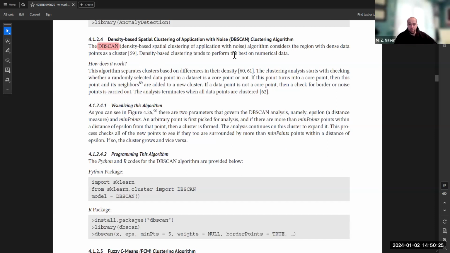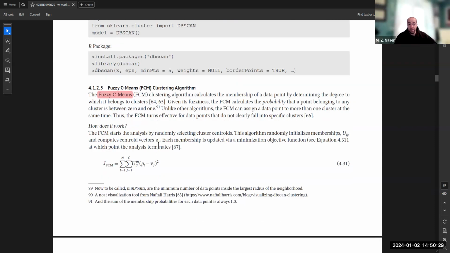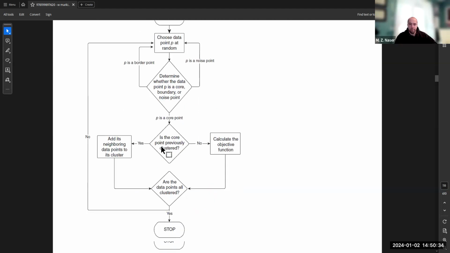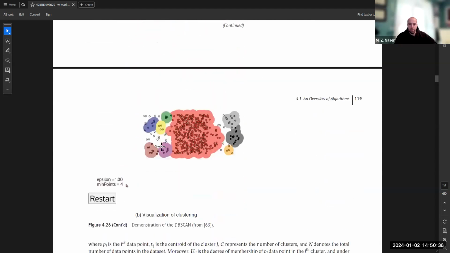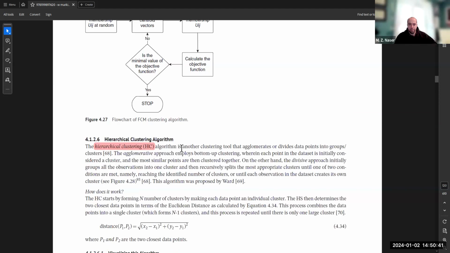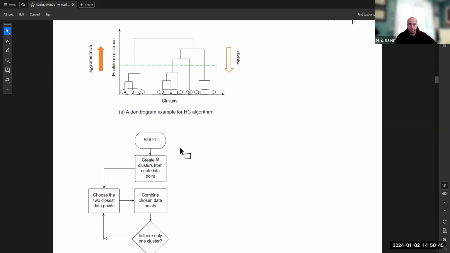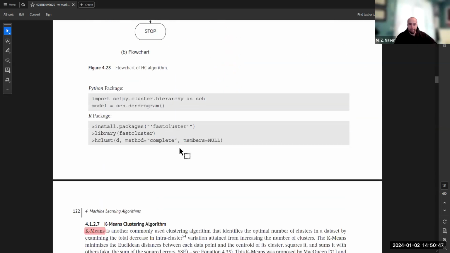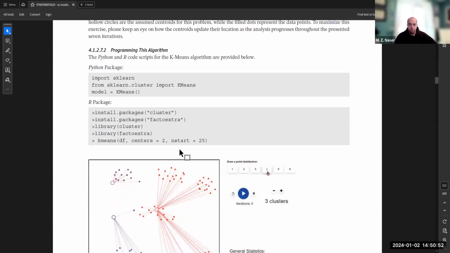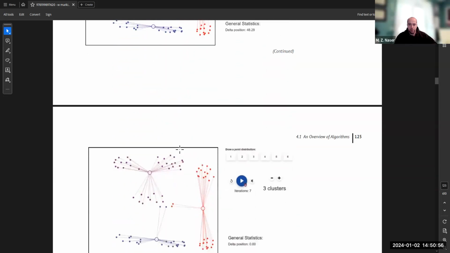DBSCAN is another clustering algorithm. Fuzzy clustering, or fuzzy C-means. You have K-means, you have C-means, you have fuzzy C-means. A lot of different ways to visualize these. Hierarchical, HC, also a clustering algorithm. Okay. It takes us a few iterations to get this one done.